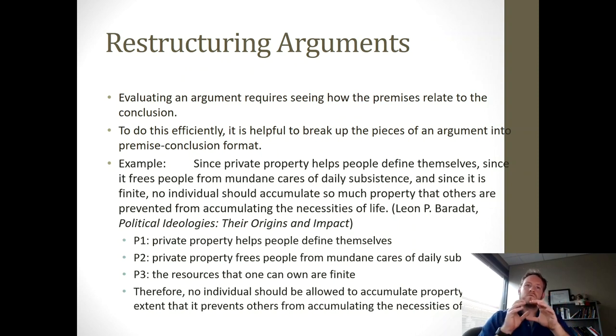So, two ways in which an argument can go wrong. You can either have a gap between the premises and the conclusion where they don't actually help support the conclusion, they're not really relevant. Or two, the premises do support or are relevant to the conclusion, but one of them is flawed. One of the premises is not true.